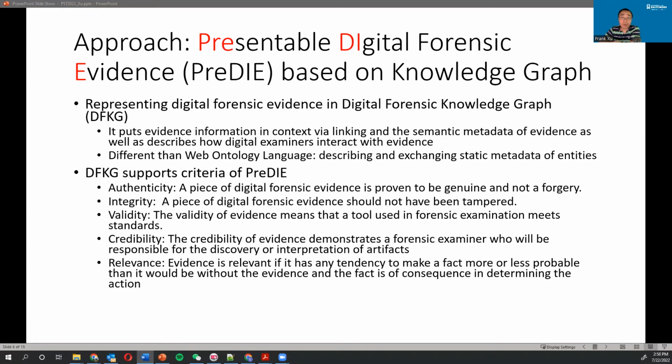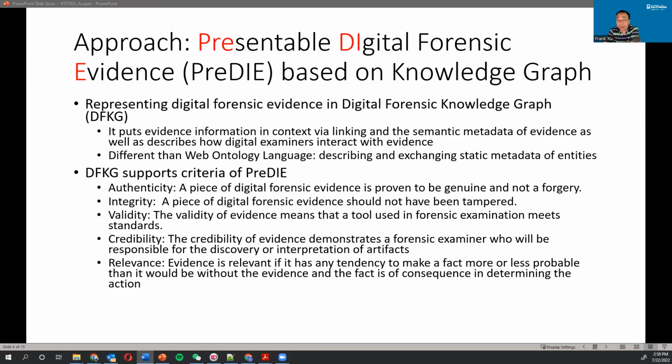We have proposed a knowledge graph-based approach to make digital forensic evidence presentable. The resultant graph not only puts evidence information in context through linking and the semantic metadata of evidence, but also describes how digital examiners interact with evidence. We name the graph the Digital Forensic Knowledge Graph, or DFKG for simplicity.